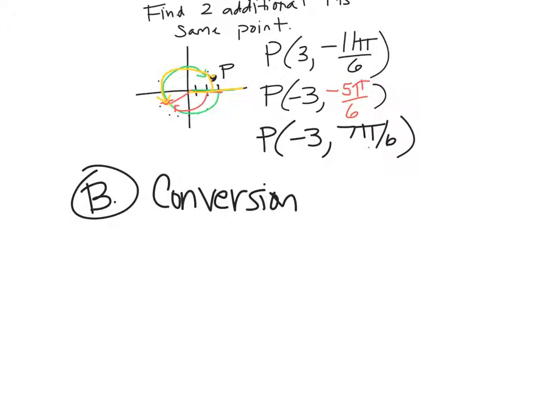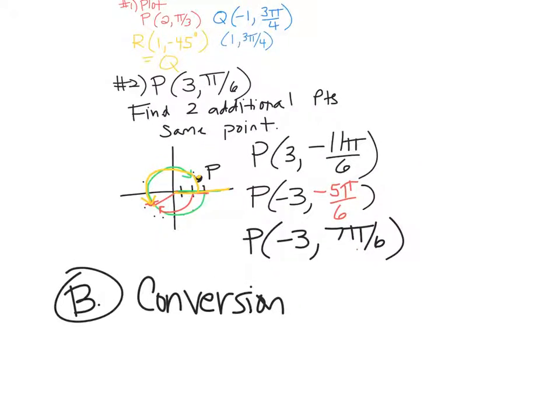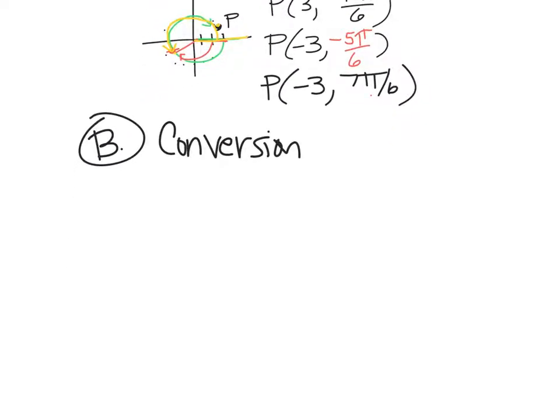Okay, so our conversion is going to be that we want to write this point right here, 3, negative 11 pi over 6, as an xy coordinate instead, because that's what we're used to. That's what we want to get back to, rectangular conversions.